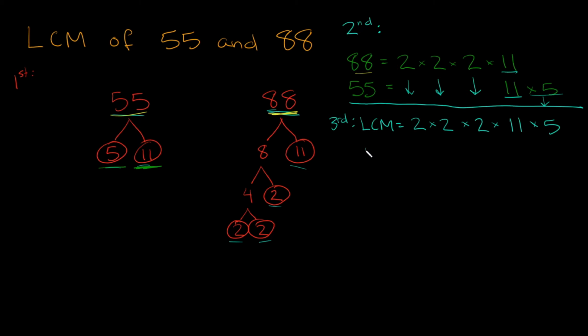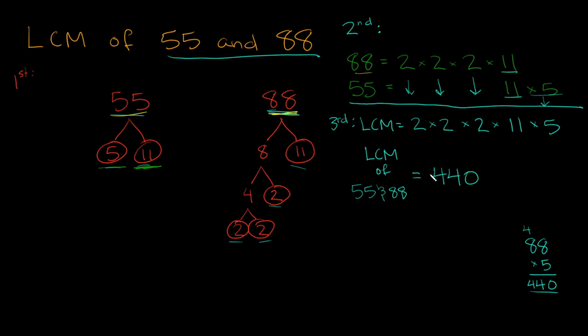Okay, so now we can simplify this. So this is going to be the LCM of, remember, 55 and 88, right? 55 and 88 is equal to all this. So what is all this? So we have 2 times 2, which is 4, and then 4 times 2 is 8. 8 times 11 is 88, and then we have 88 times 5. Well, let's see, 88 times 5, 8 times 5 is 40, right? And then 5 times 8 is 40 again, plus 4 is 44. Okay, so 440. So the LCM of 55 and 88 is 440. Boom. Okay, so let's do one more example with some larger numbers.